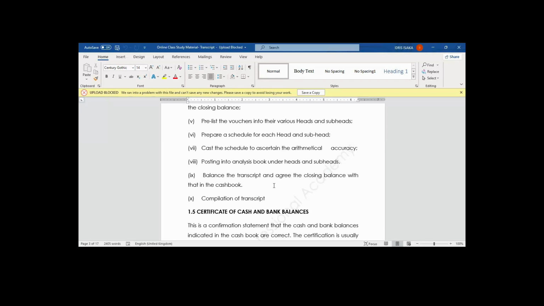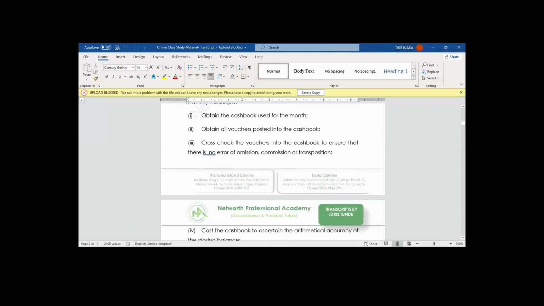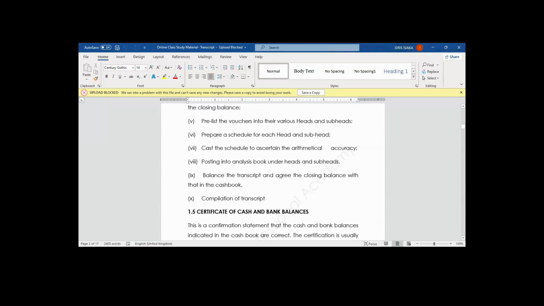And the last step is compilation of the transcript. You now compile the transcript. You show the receipt, you show the payment, you show the revenue, you show the expenditure. That is compilation of the transcript. So those are the steps involved in preparing transcripts.